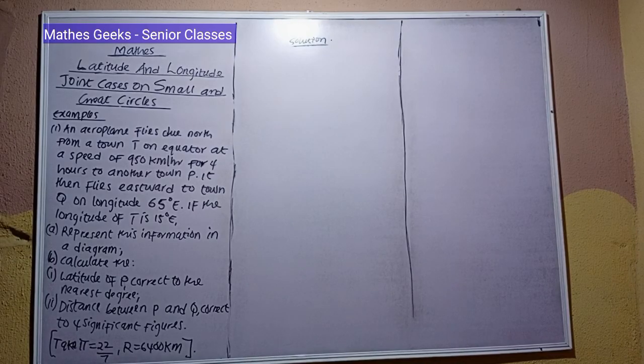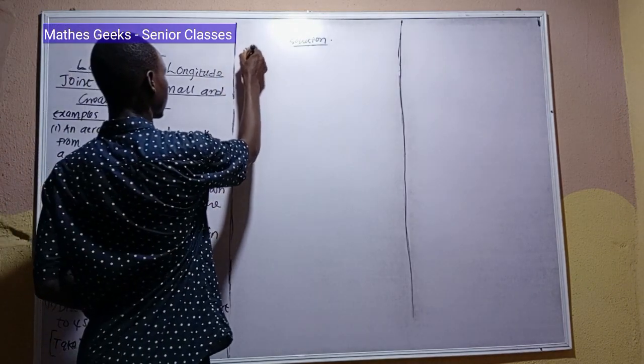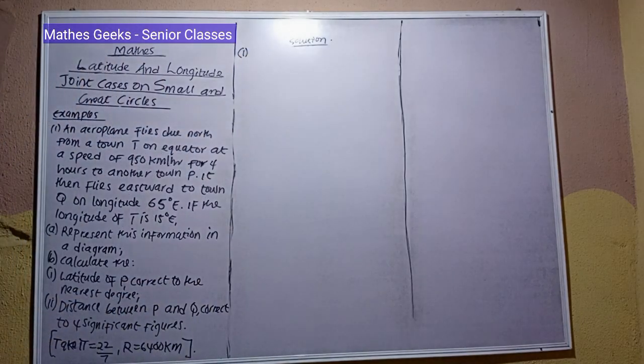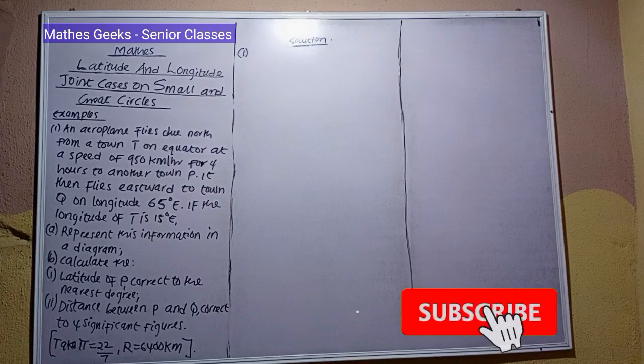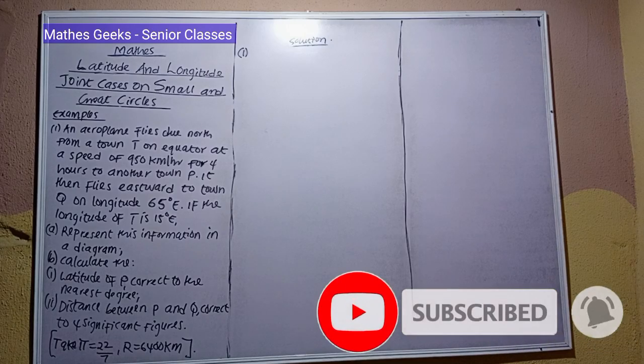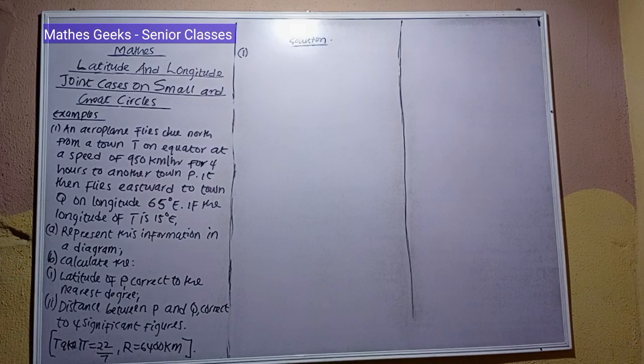This video is a continuation of where we stopped in the last video on joint cases on small and great circles. An aeroplane flies due north from a town T on the equator at a speed of 950 kilometers per hour for 4 hours to another town P. It then flies eastward to a town Q on longitude 65 degrees east. If the longitude of T is 15 degrees east, (a) represent this information in a diagram.